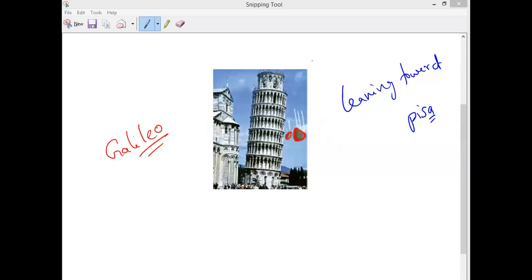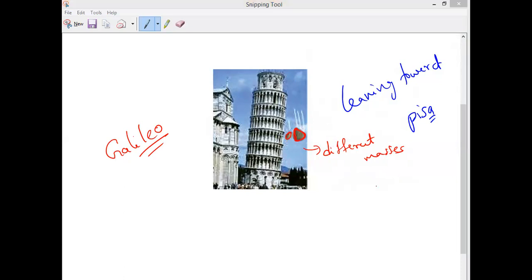So, if you observe here, Mr. Galileo, this is called the Leaning Tower of Pisa, where Mr. Galileo has thrown two stones of different masses from the top of this tower. According to Newton's law, which stone should hit the ground first? Small stone. The big stone will hit the ground later.